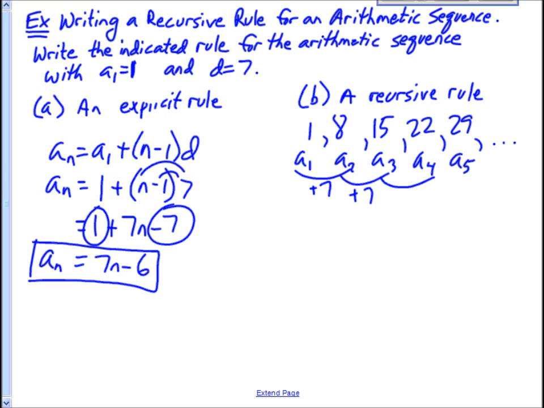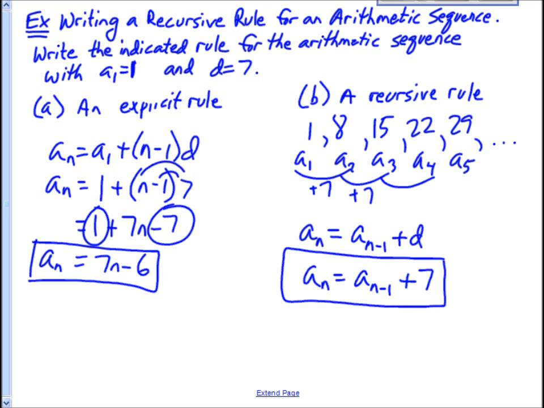So you have a recursive rule for an arithmetic sequence. For an arithmetic sequence, the nth term is the previous term. And what did we do to that previous term? The previous term, a subscript n minus 1, and we added 7 each time, didn't we? We added d each time. So that's the general rule. If it's an arithmetic sequence, there's the general rule for that. So a n minus 1, and then we just add in our 7. There's our recursive rule right there.